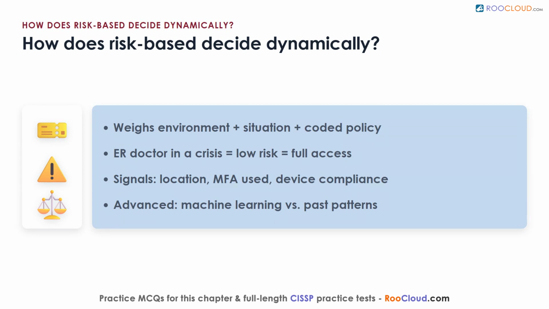A doctor in the emergency room during an active crisis is judged low risk and granted full access. A pharmacist checking for drug interactions gets narrower access to the same records because the situation warrants less. The model reads signals like the login location, whether multi-factor authentication was used, and whether the device is compliant. Advanced versions even use machine learning to compare current behavior against past patterns and adjust.